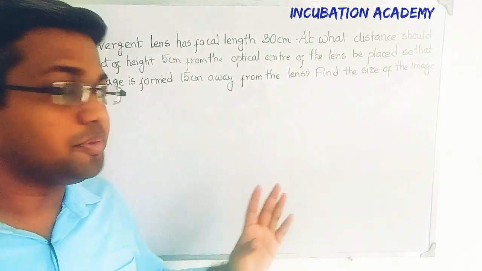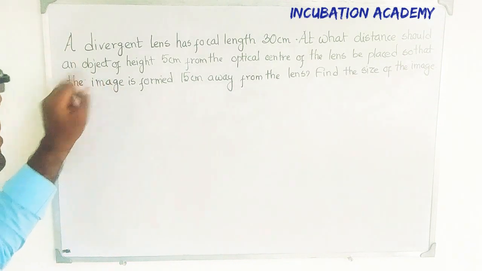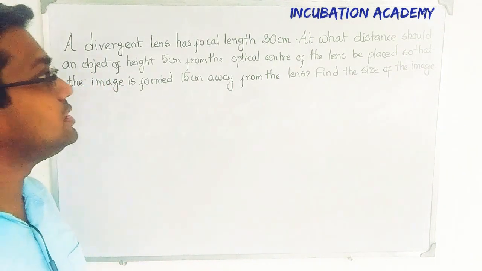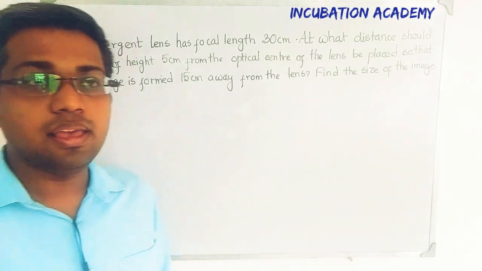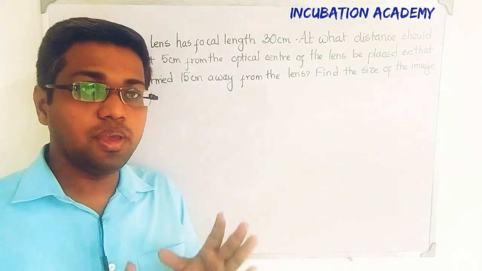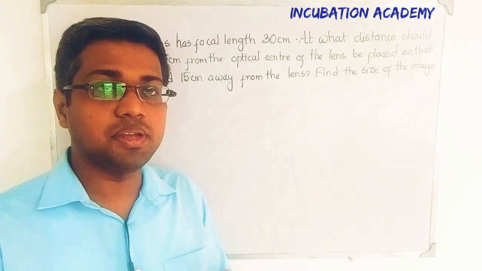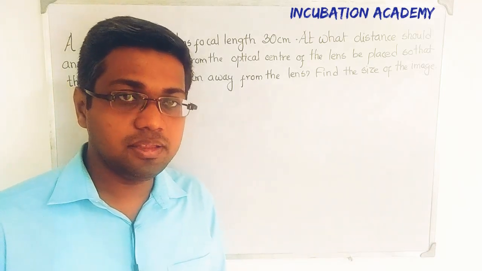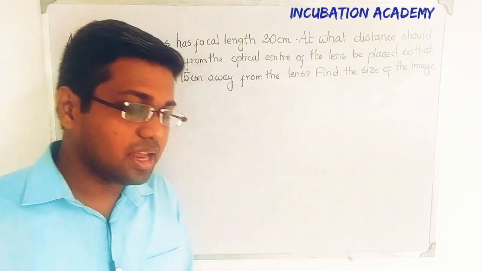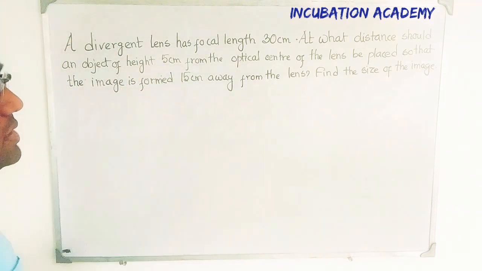This is a question of optics. Okay, a divergent lens of focal length 30 centimeters. So what does it mean, the divergent lens? A lens is called a divergent lens when it makes parallel beams diverge. Which lens is basically doing this? That is the concave lens. So we can say it is a concave lens of focal length 30 centimeter.